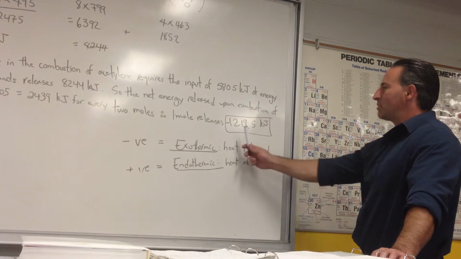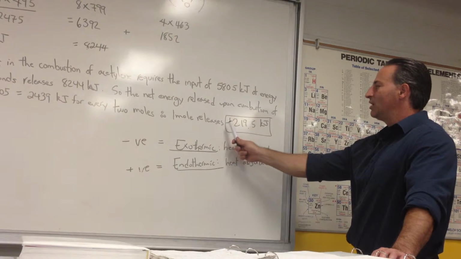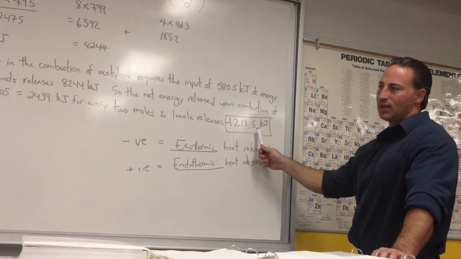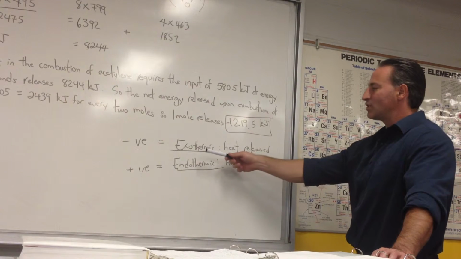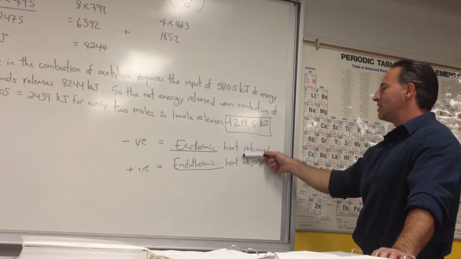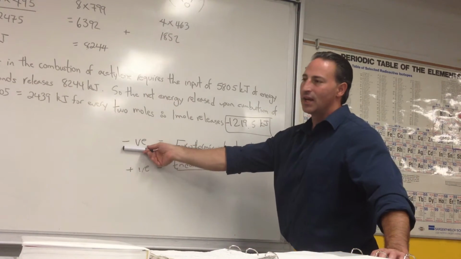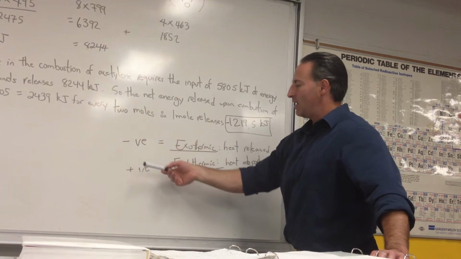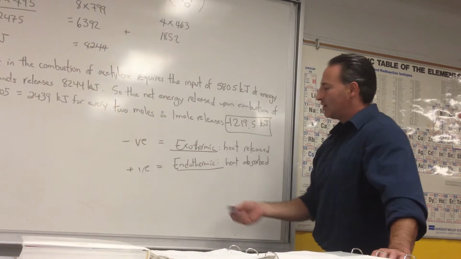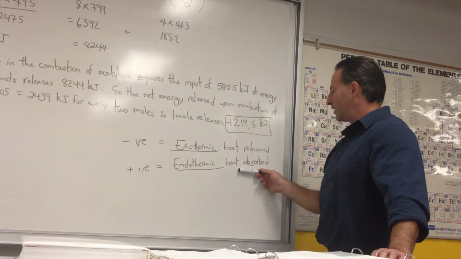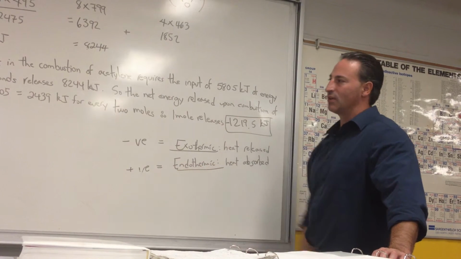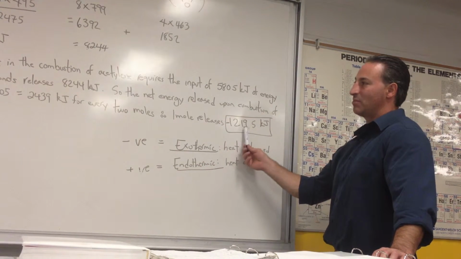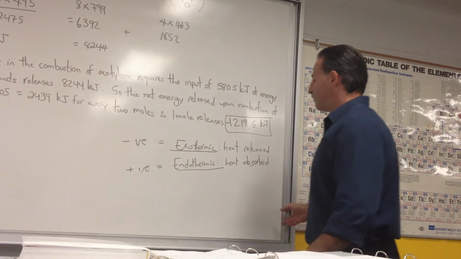At any rate, you'll notice I put a negative sign in front of this number. Why? Because it's energy that's released. And the sign convention is that when a reaction is exothermic, it means that heat is released, so we put a negative sign in front of it. If energy is being absorbed, then it's called endothermic, and we put a positive sign in front of the number. So this number is going to have a negative sign because that much energy is being released.